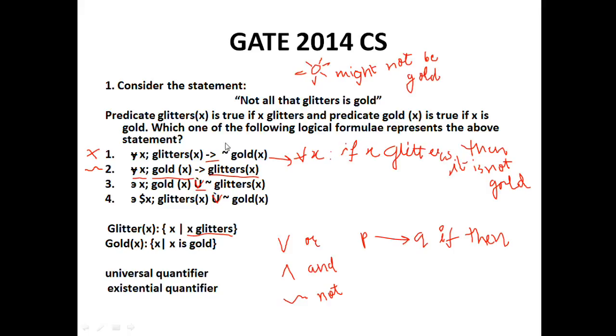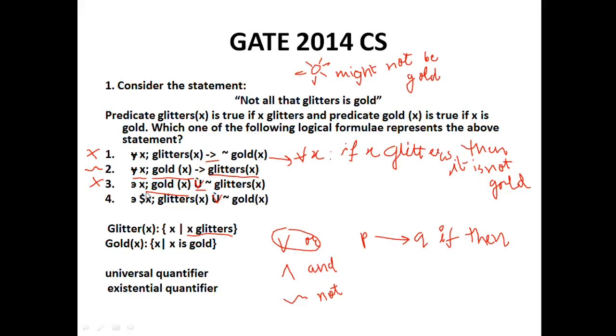So this one is saying if it is gold, sorry, this one is or, which means either it is gold or it is not glittering. Clearly this is not what it is trying to say, right? So just a second. So this one is wrong.